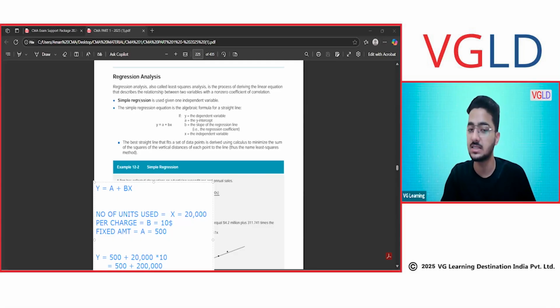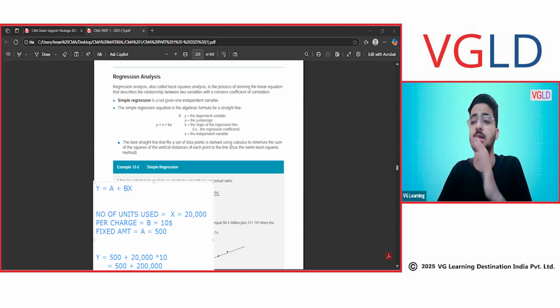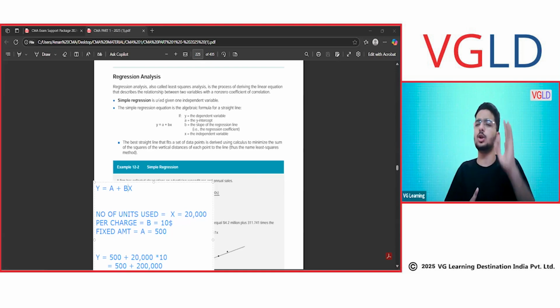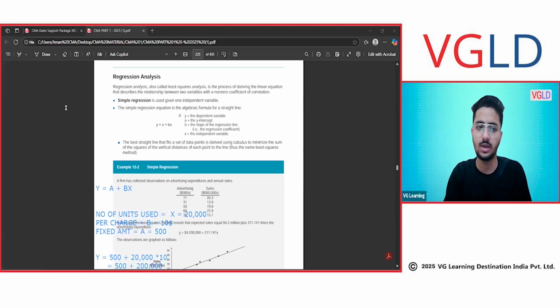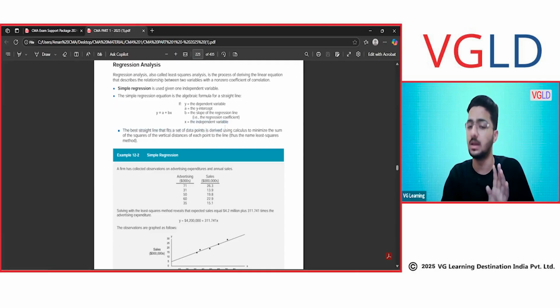Simple regression is used when only one independent variable is there. One independent variable means, as in the example of the electricity bill, your electricity bill is based on the number of units, that's it, no other factor. So that is simple regression. The simple regression equation is the algebraic formula for a straight line. Y is the dependent variable, A is the y-intercept, B is the slope of regression, or the regression coefficient, and x is the independent variable.